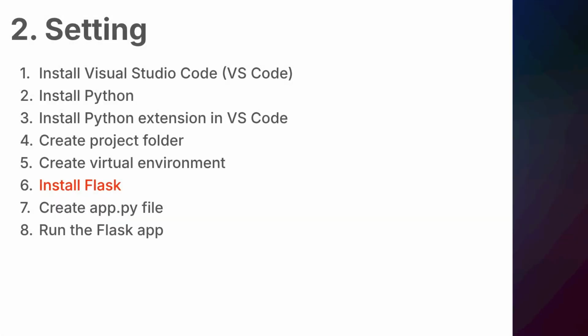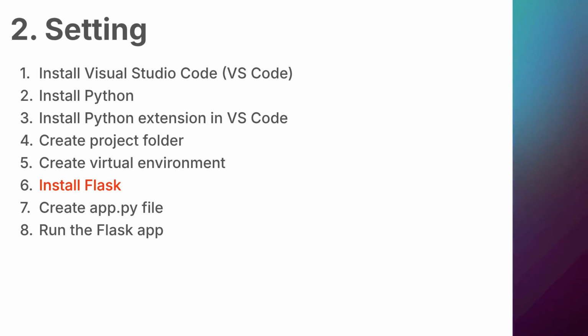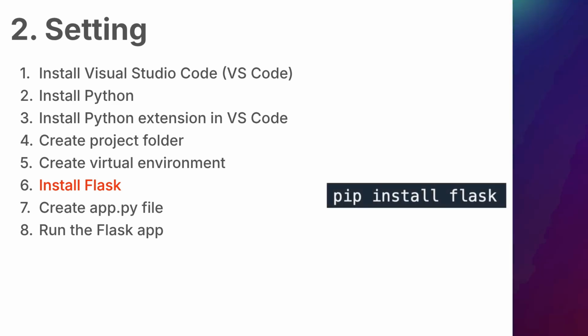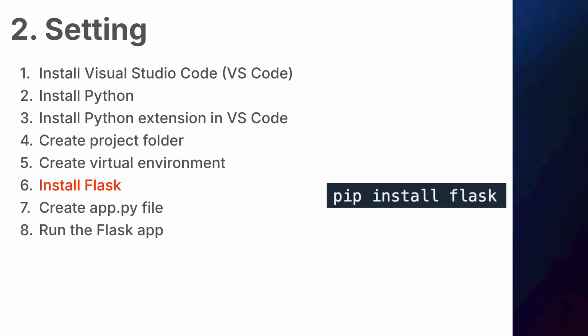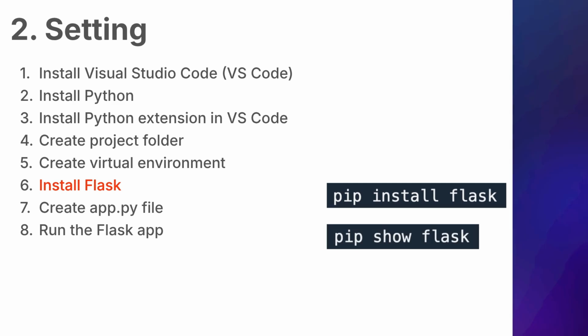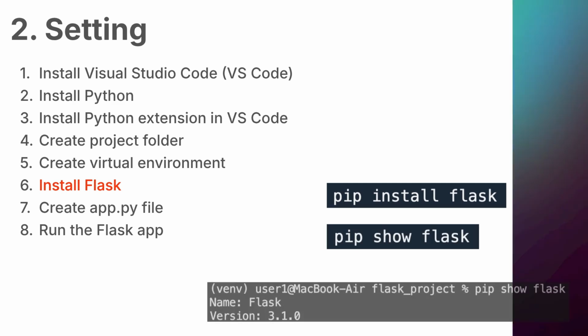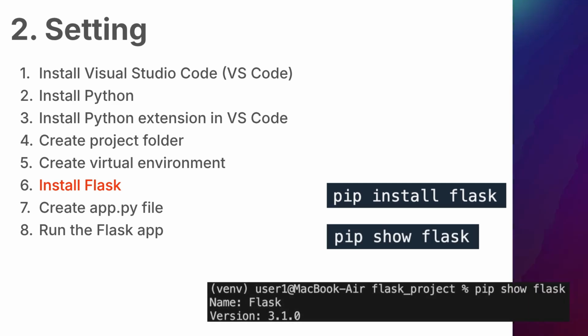Step 6, install Flask. Inside your virtual environment, install Flask by typing this. Flask will be downloaded and installed. You can double check by typing this. It will show Flask's version, installation path, and more.